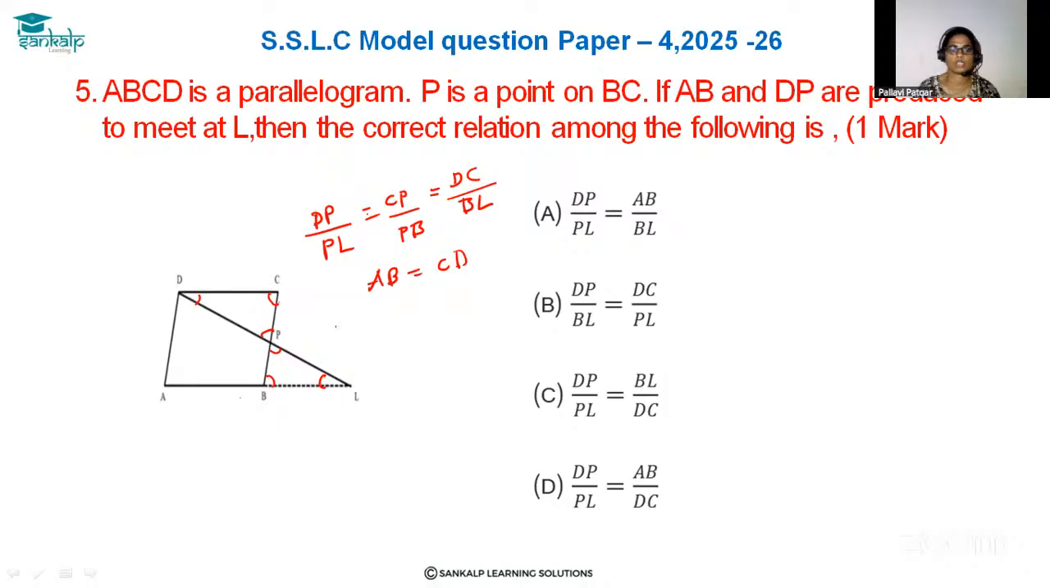So we will get DP divided by PL is equal to AB divided by BL.